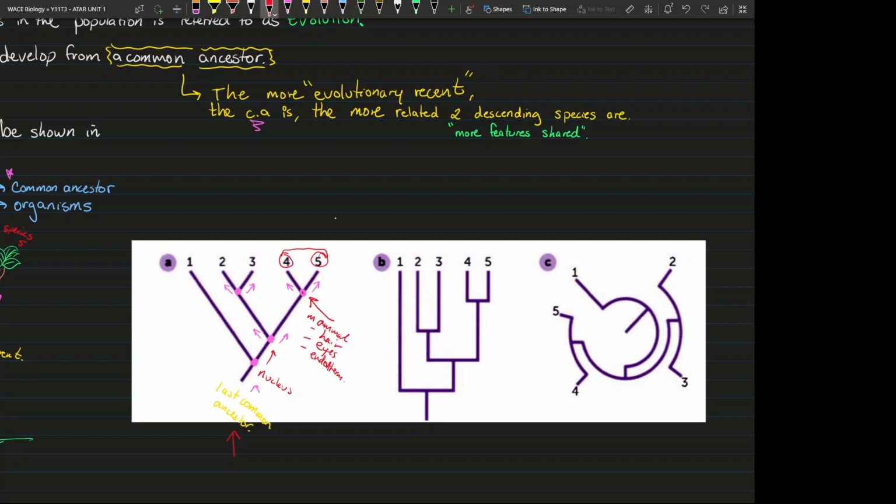Both of these species are going to have all of these features, right? And so forth. So the higher you are in the branch, in the tree, the more related you're going to be, right? Between two branches. Okay, that's the concept that I want you guys to understand.